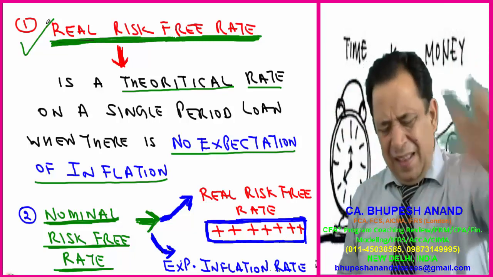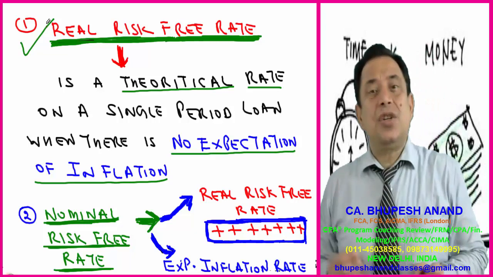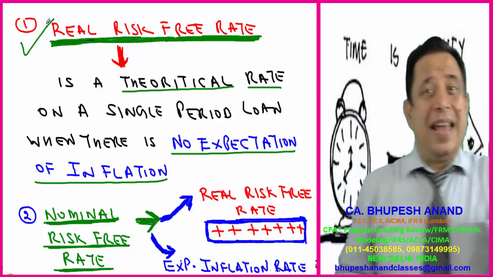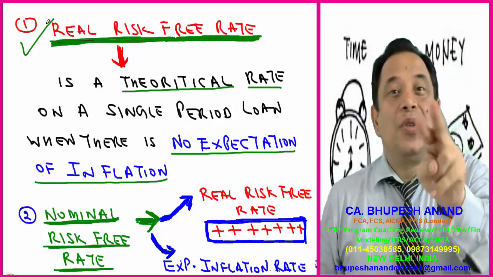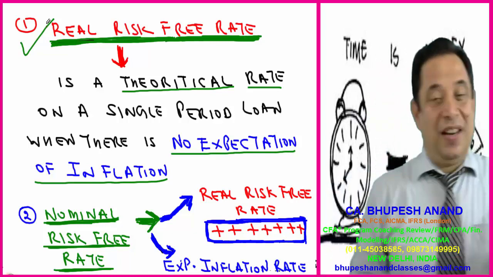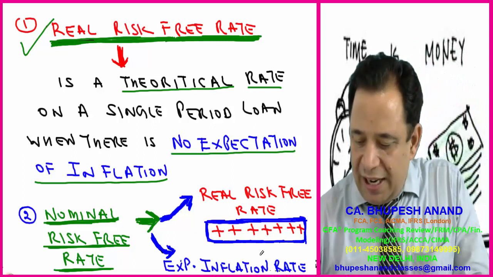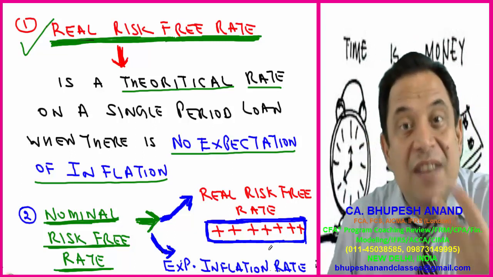Just write on point number 2, nominal risk-free rate. Now, what is the nominal risk-free rate? As per Irving Fisher, it is a composite of 2. One is the real risk-free rate plus the expected inflation rate.